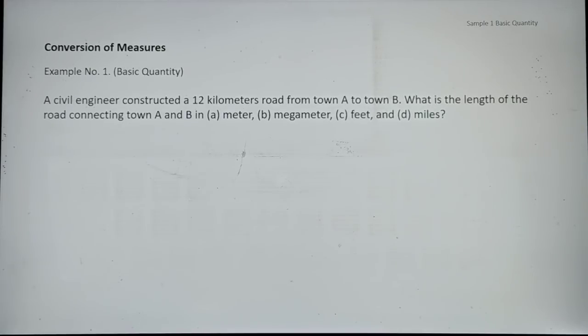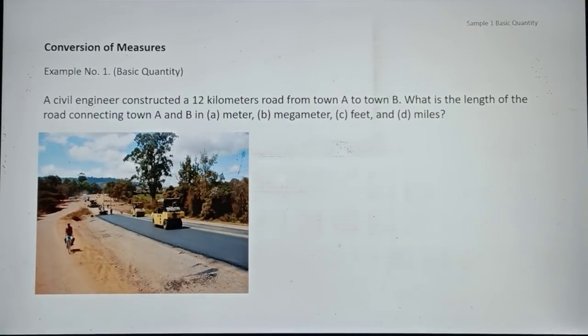This time, we'll have an example of conversion of measures within a system and across systems. This is the first example. A civil engineer constructed a 12 kilometer road from town A to town B. What is the length of the road connecting town A and B in A, meters, B, megameters, C, feet, and D, miles? We have to analyze the problem to obtain the information provided.